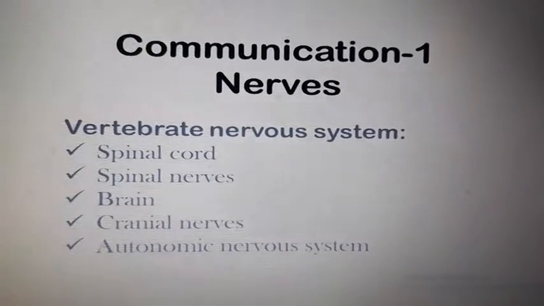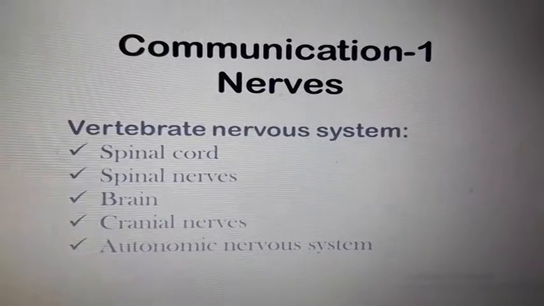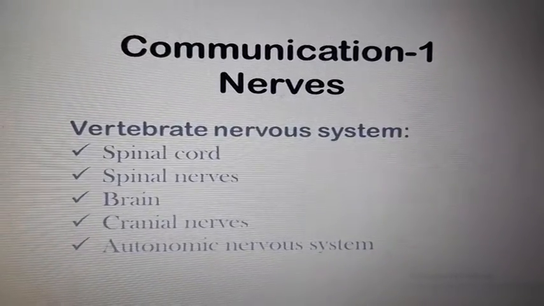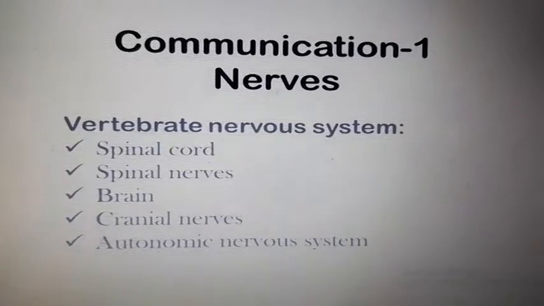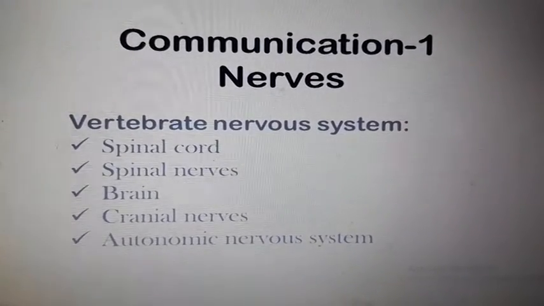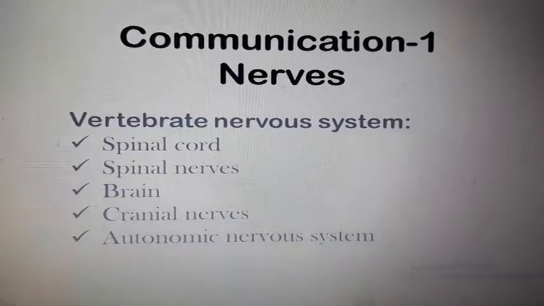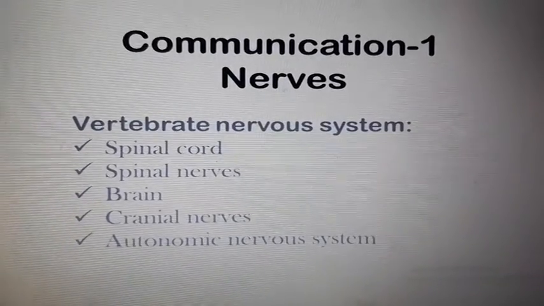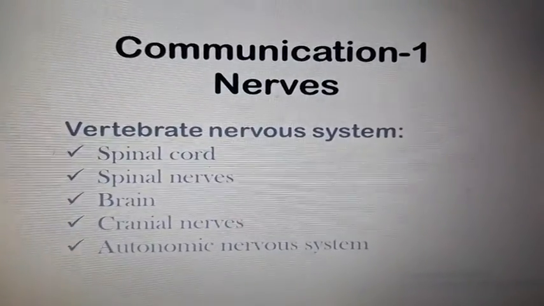This is our last lecture of communication 1, that is related to nerves, and in this lecture we cover the following points. These are the spinal cord, spinal nerves, brain, cranial nerves, and the last one is the autonomic nervous system. We discuss in detail one by one.